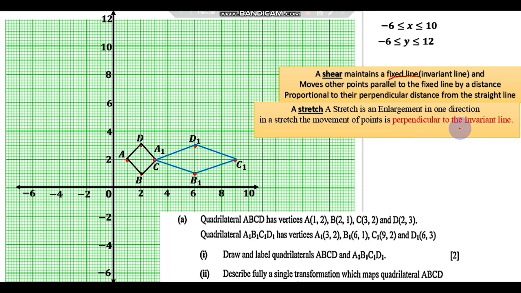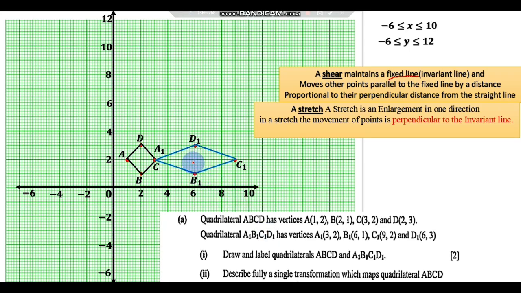Okay? When you just look at this, have you seen the increment? The increment is happening just on one side of this shape. Okay? So meaning this is not a shear. Okay? This is a stretch. Because the increment, the enlargement is just happening on one side. And of course, other points there, they are moving perpendicular to the invariant line.